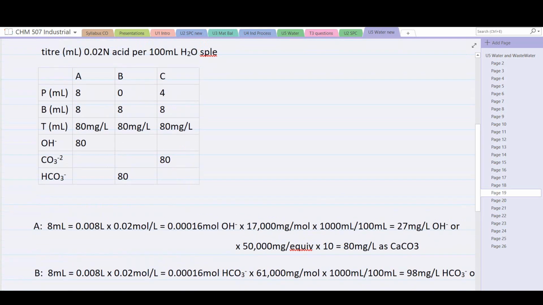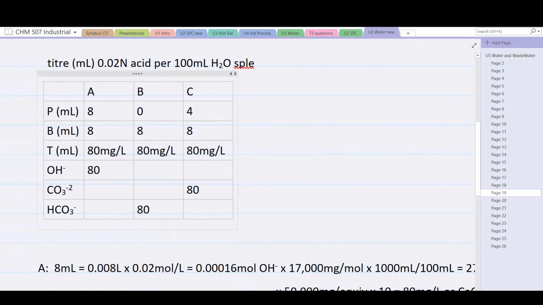Look at case B. 100 mils a sample, we add phenolphthalein indicator, it's already colorless. We don't have to add any acid to bring it to pH 8.3. That means there's no hydroxide present, nor is there any carbonate present. We add bromocresol green, and it takes 8 mils to bring it to pH 4 to 4.5. So all that must be bicarbonate ion.